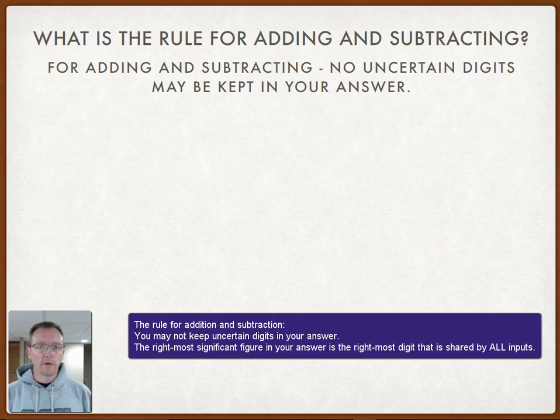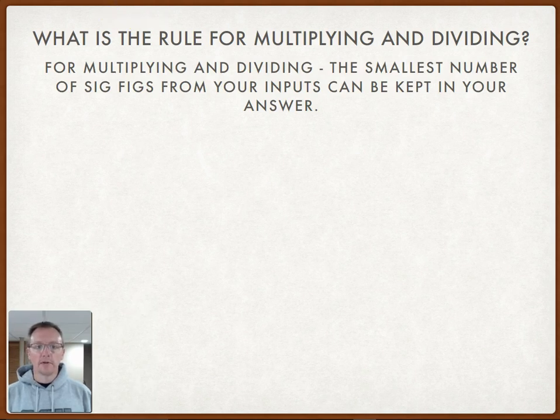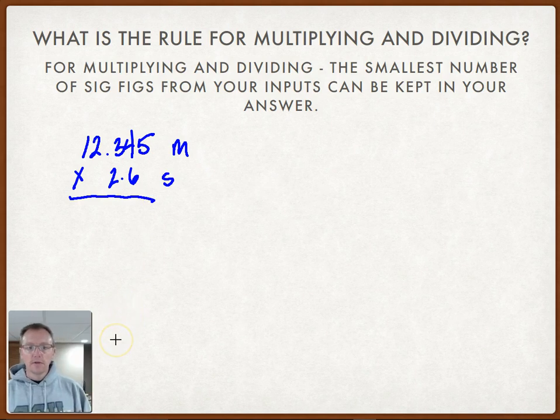Moving on to the multiplication and division, you're going to see it's a little different. And in fact, it's actually quite a bit easier. So multiplication and division, I'm going to go ahead and swap out to get back to my blue here. Let's say that I'm going to go ahead and multiply 2 numbers together. Let's say 12.345, and we'll call that meters. And we'll multiply that by 2.6 seconds. There we go. So 12.345 meters times 2.6 seconds.